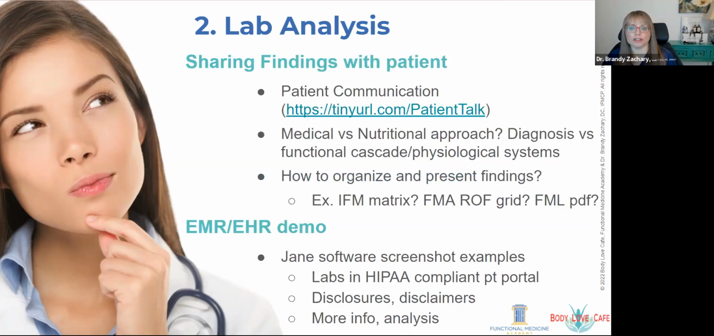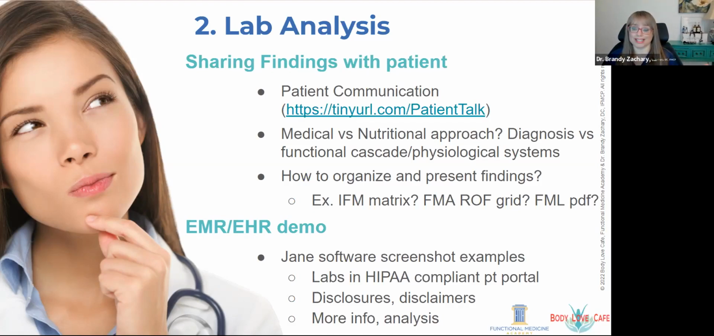All right, sharing findings with the patient. Again, how do you communicate with the patient? Because how you talk to colleagues or how you're communicating with the lab is going to be different than how you communicate with the patient. And you need to make it so they can understand it. I had already shared that link about communicating with them. Sort of a little bit more of what I said already. Are you doing a medical versus nutritional approach, diagnosis versus that functional cascade and working with the natural physiology of the body? And then how do you organize and present your findings?